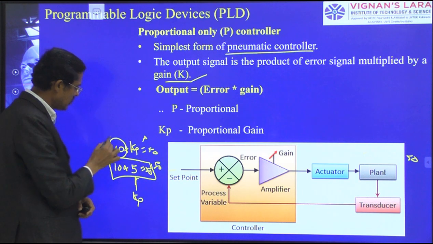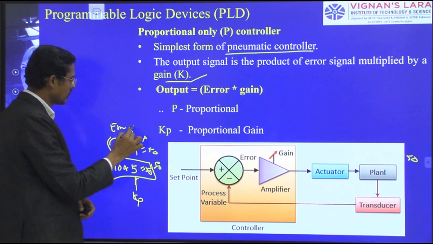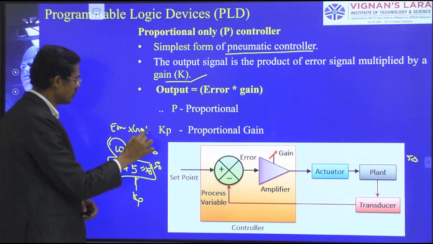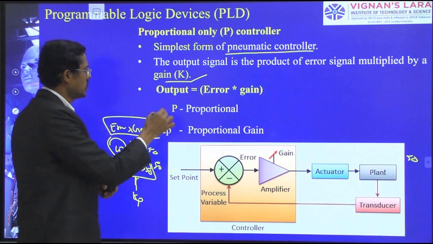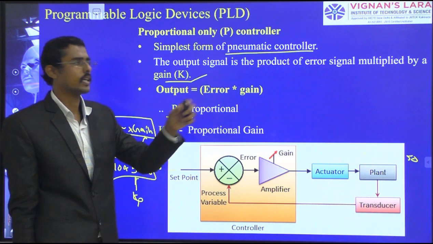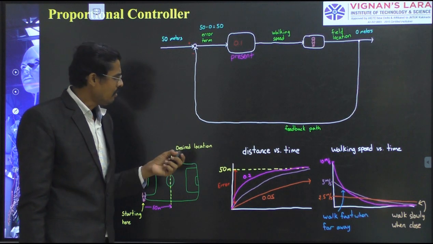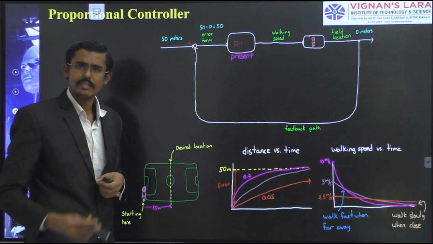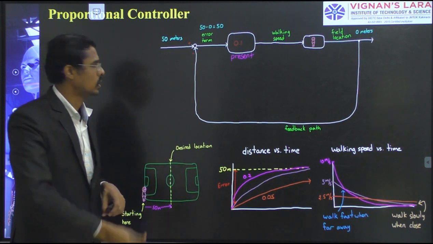Error multiplied by gain. Error into gain is the output. That is the proportional gain we have given. I have a few examples to elaborate on the proportional controllers.